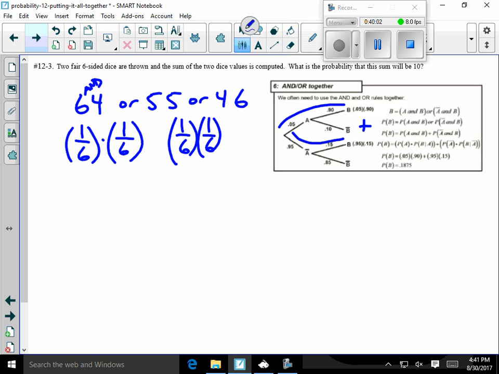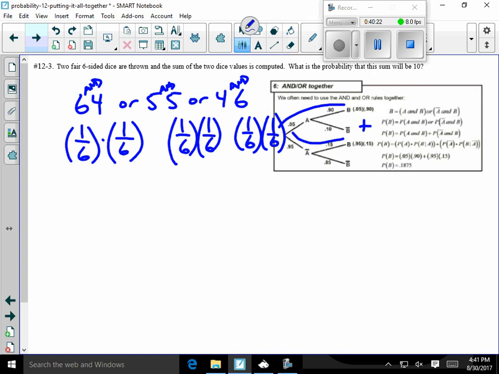And also for the 4 out of 6, it's a 1 out of 6 chance of getting a 4, and a 1 out of 6 chance of getting a 6 for the second time, and those would be multiplied. So it's basically 6 and 4, 5 and 5, and 4 and 6, and we multiply. So each of these are multiplications.